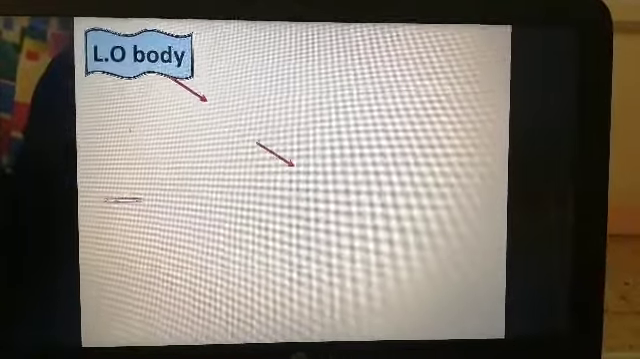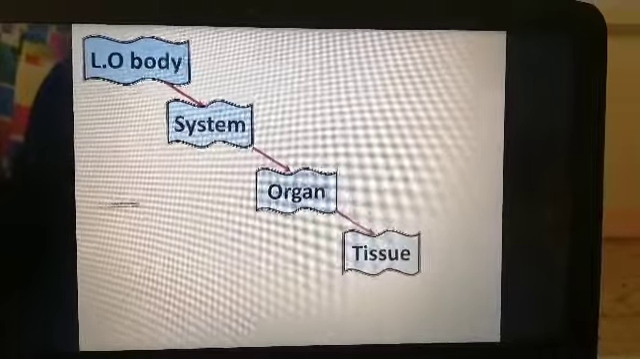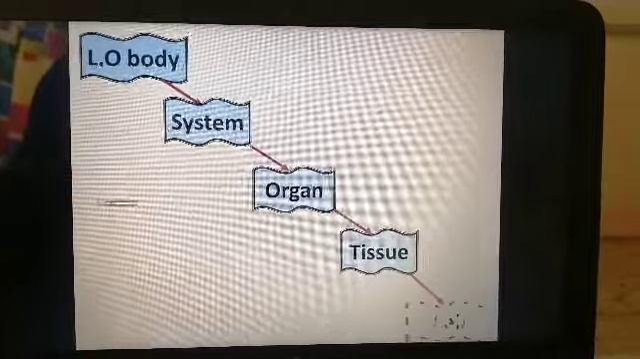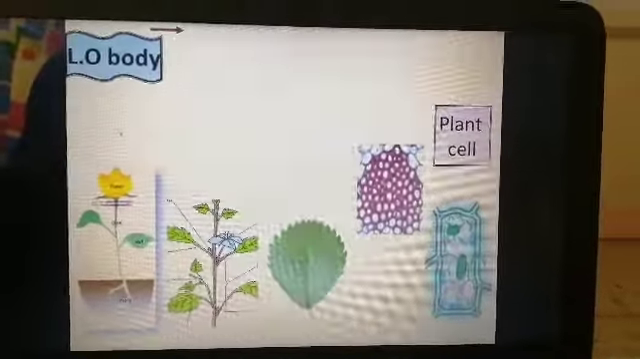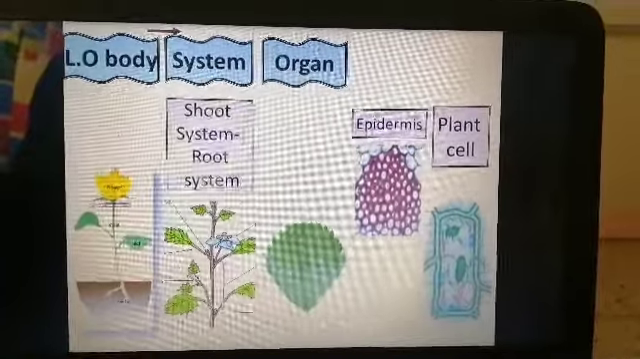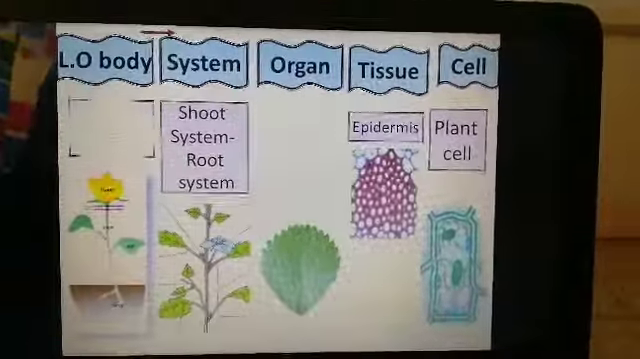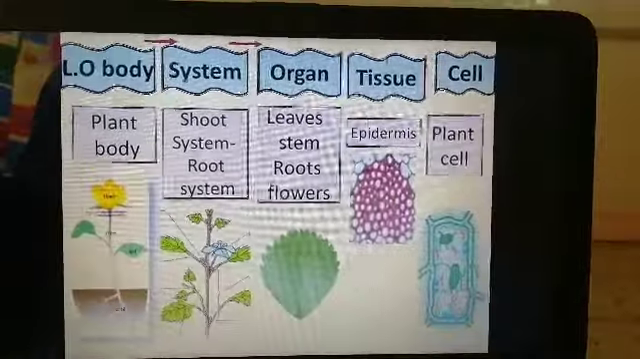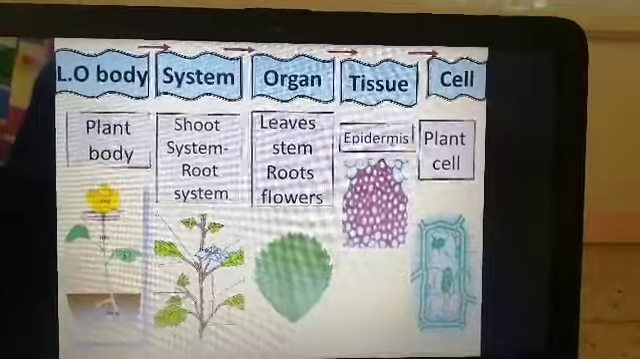As we talked before, any living organism's body consists of systems, and each system consists of organs, and each organ consists of tissues, and each tissue consists of cells. What are the types of living organisms? Living organisms are plants or animals. If we start with the plant's body, it consists of systems such as the shoot system and root system, organs such as leaves, stem, roots, flowers, and a tissue such as epidermis tissue. The epidermis tissue consists of plant cells.